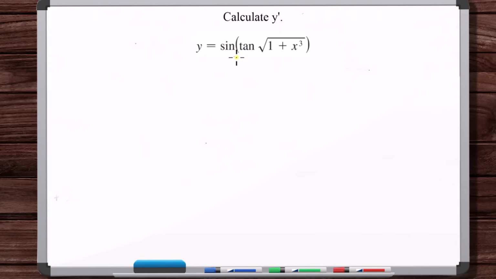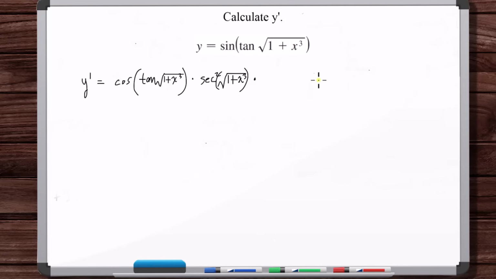Okay, chain rule. We've got the sine of some function of x. What is the derivative of the sine of something? Cosine of that something, times the derivative of that something. Chain rule again. What is the derivative of tangent of something? Secant squared of that something, times the derivative of that something. What's next? More chain rule.